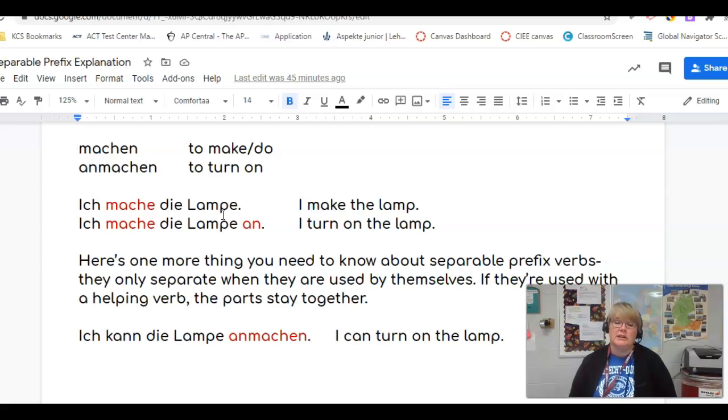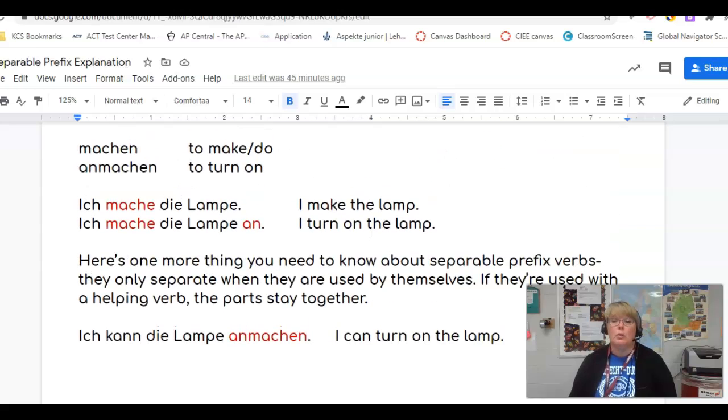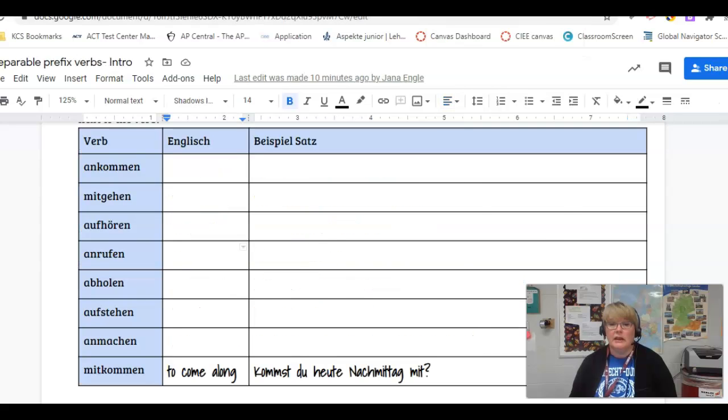So one more thing that you need to know about separable prefix verbs. They only separate when they're used by themselves. If you use them with a helping verb, then the parts are going to stay together. So look at the example. Ich kann die Lampe anmachen. Also anmachen, to turn on. So if I use this verb with kann, then anmachen is going to stay together at the end. No big deal.